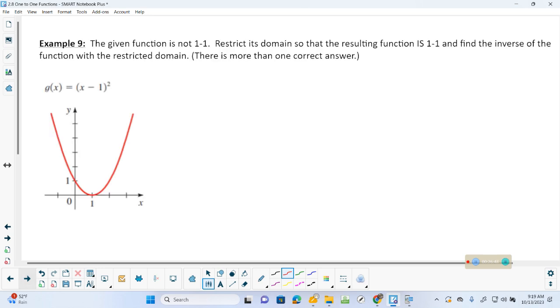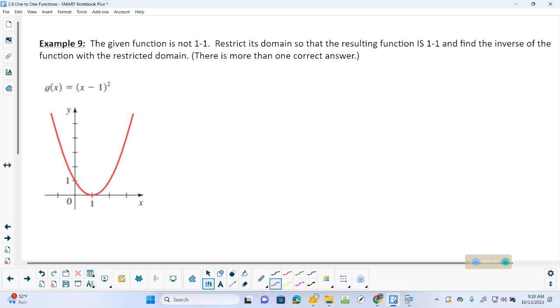All right, last thing of the day. The given function's not 1-to-1. Why is it not 1-to-1? What test is it failing? Okay, you guys are good. Restrict its domain so the resulting function is 1-to-1. Find the inverse with the restricted domain. There is more than one correct answer.